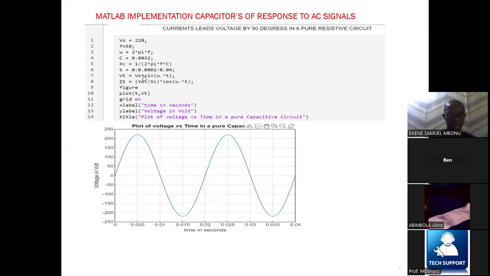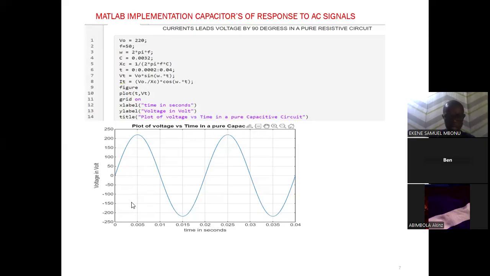And then we can now plot, so Vt becomes V0 sine Wt for a range of 0 at increment of 0.002 up to 0.04. And then It can also be computed based on the previous equation. We now plot T against Vt, and this is what you get. So at the time 0, the value of voltage is 0.